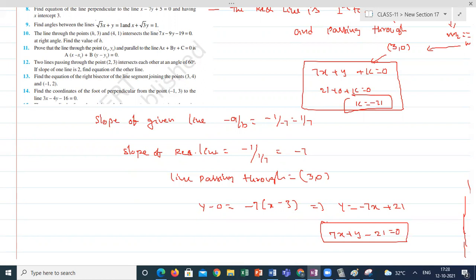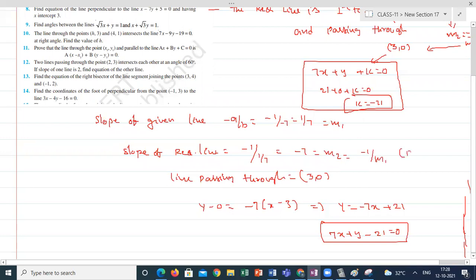Sir, how are you getting the required line, sir? Slope of the required line. Yeah, suppose I'm taking this as m1, m2 is equal to minus 1 by m1, because line 1 and line 2 are perpendicular to each other. Two lines are perpendicular to each other. What is the condition between their slopes? What is the condition?